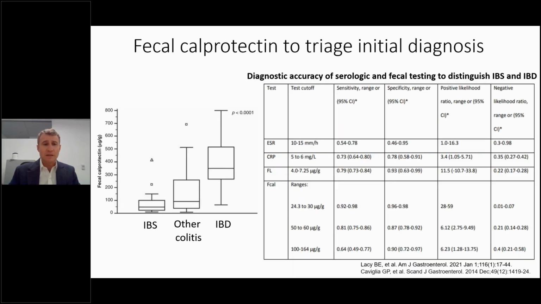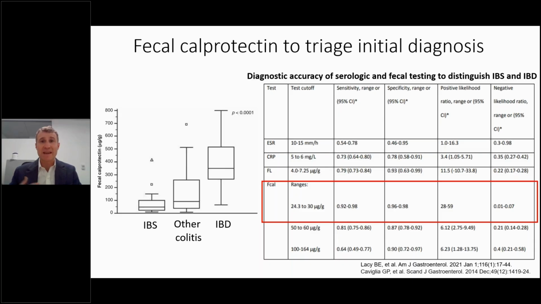So the data on the left shows fecal calprotectin levels in individuals with either irritable bowel syndrome, other colitis, or inflammatory bowel disease. And you can see a clear increase in difference between those with IBD and IBS. And so fecal calprotectin can be used to triage between 0.01 and 0.07. What this means is if your fecal calprotectin is normal, there's between a 93 and 99% likelihood that that individual does not have inflammatory bowel disease.